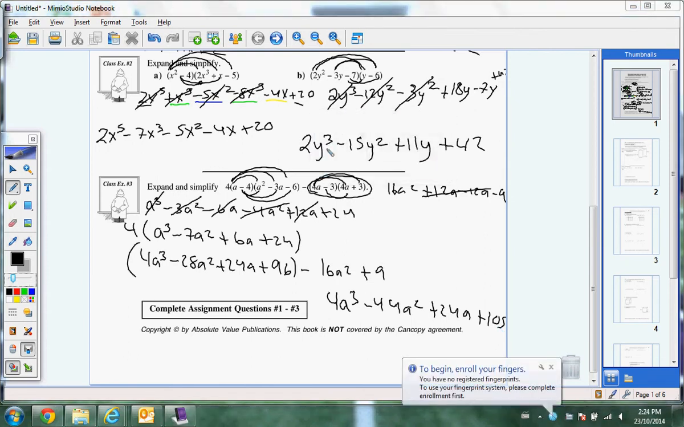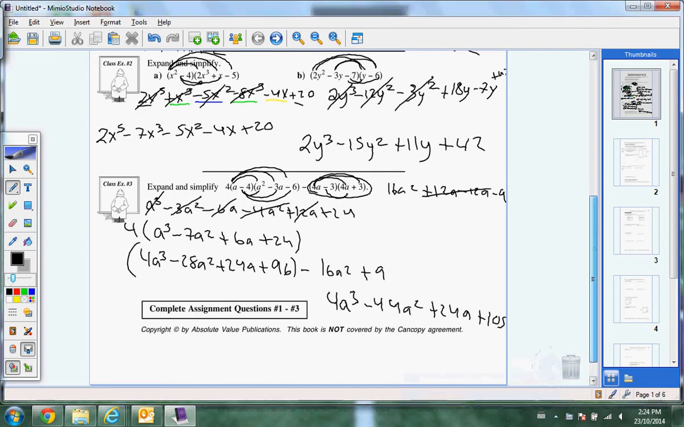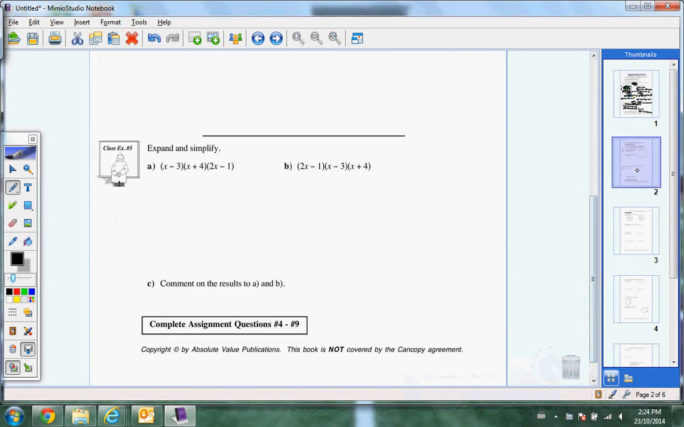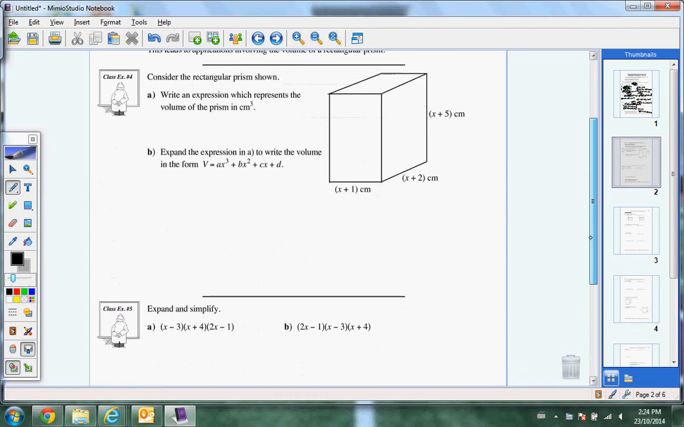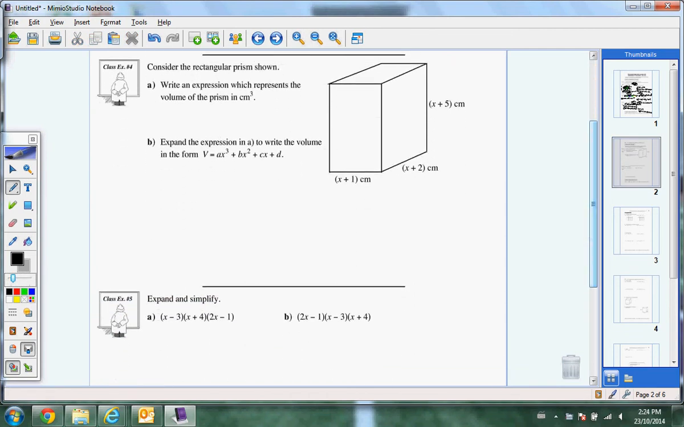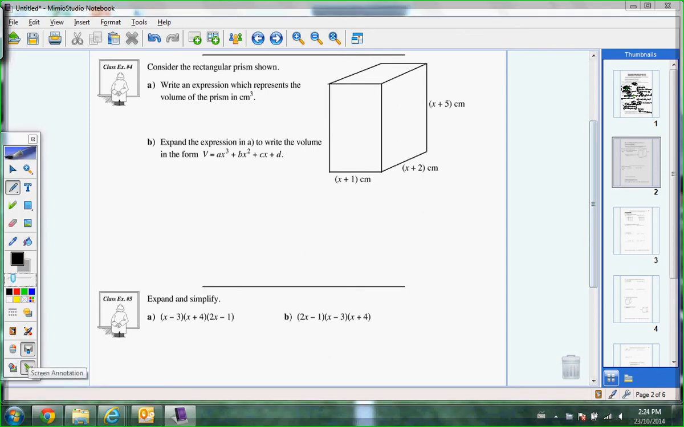All right, so the second part of the lesson here, we're going to talk about doing triple binomials, or 3 binomials. Here's an example: find the volume of this box. So it has a length, width, and a height, and so we would times it. What would the expression be to find the volume of it? It'd be length, width, height. We times all 3 of them. So in this case, we have 3 binomials, x plus 1, x plus 2, x plus 5, all multiplied.